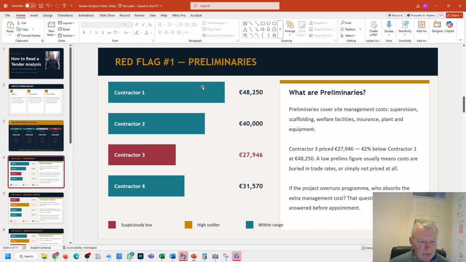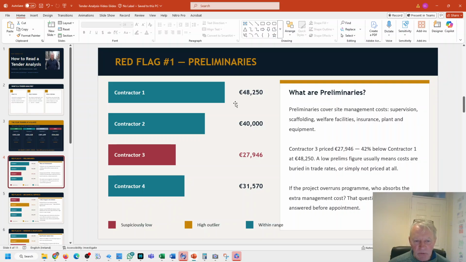So red flag number one, the preliminaries. Preliminaries are overheads, and this can look like a red flag, but in reality this could just be the way that their QS prices it. Some of them are heavy on it.